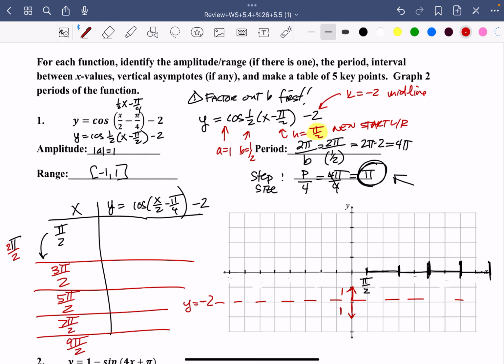Okay, that's by taking the correct step every time. So this is going to be 3 pi over 2, 5 pi over 2, 7 pi over 2, and 9 pi over 2.